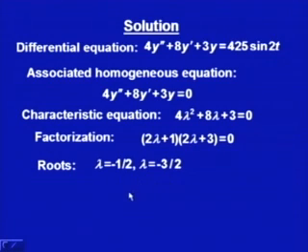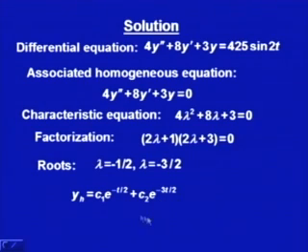So, what will be the two linearly independent solutions corresponding to these two roots? As we do know, they should be e to the power minus t/2 and e to the power minus 3t/2. So, the general solution for this homogeneous equation would be C1 e to the power minus t/2 plus C2 e to the power minus 3t/2.